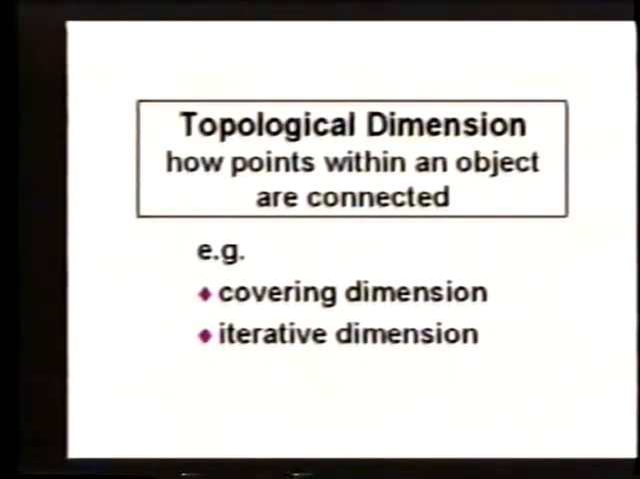The fractal dimension can have any value, an integer or a non-integer, like 1.0 or 2.8376. But the topological dimension can only be an integer, like 0, 1, 2, 3, 4, 5, 6, numbers like that. So the topological dimension has different properties. And it tells us, as we'll see, how points within an object are connected to each other. So it's a different sort of business than the fractal dimension. And I'll discuss two examples of this, one of which is called the covering dimension, and the other of which is called the iterative dimension.